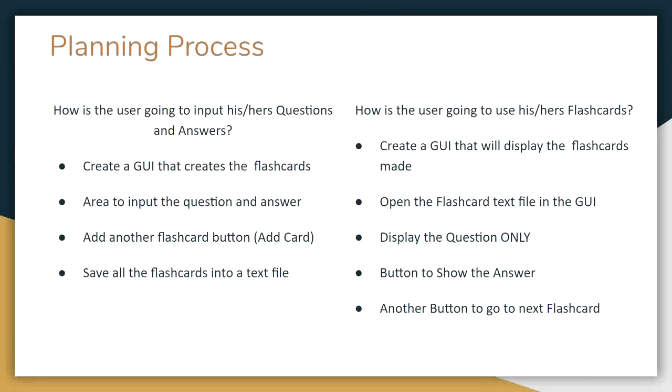Planning process. How is the user going to input his questions and answers? First, we created the GUI that creates the flashcards. Then we have an area to input the question and answer. After that, there is an option to add another flashcard, so you can input as many flashcards as you like. After you're done, you save the flashcards into a text file.